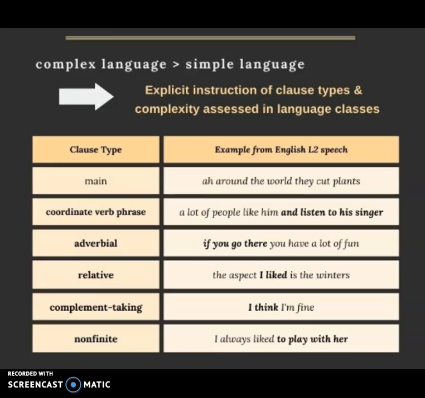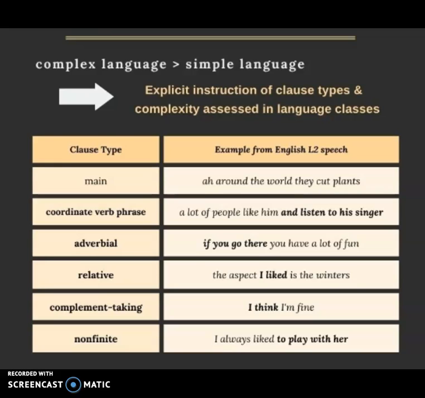The sixth type of clause that was covered in this article are non-finite clauses. The earlier clause types that we reviewed are all finite clauses, where the verb of the clause can be marked with tense and aspect and subject-verb agreement. But English also has non-finite clauses, and English users create them and use them a lot in their writing and speech. An example from the data, "I always liked to play with her."